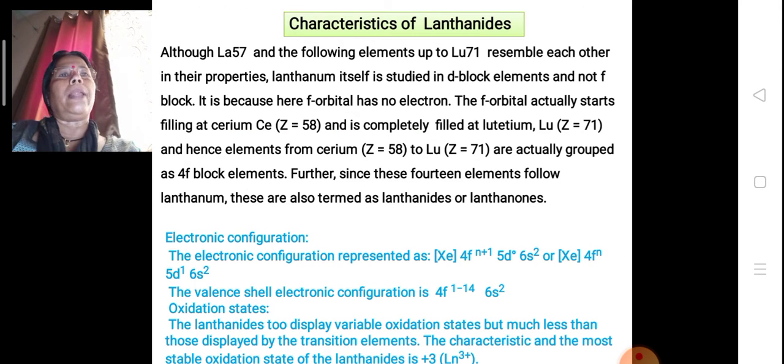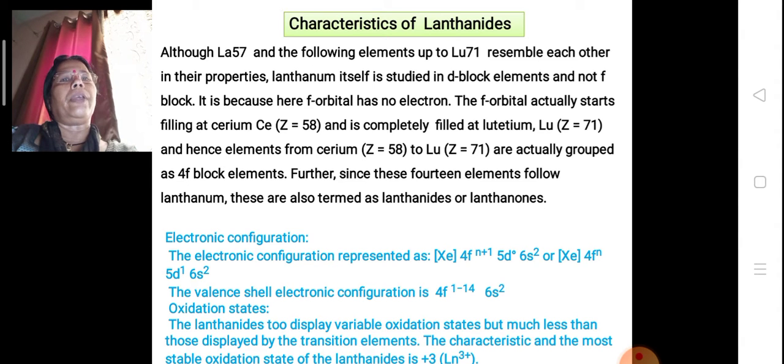Let us see the characteristics of lanthanides. Although lanthanum, atomic number 57, and the following elements up to lutetium, 71, resemble each other in their properties, lanthanum itself is studied in the d block and not the f block, because here the f orbital has no electron. The f orbital actually starts from cerium, atomic number 58, and is completely filled at lutetium, atomic number 71, and hence elements from cerium to lutetium are actually grouped as f block elements. Further, since these 14 elements follow lanthanum, they are also termed lanthanides or lanthanones.